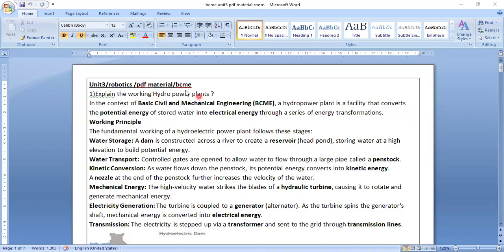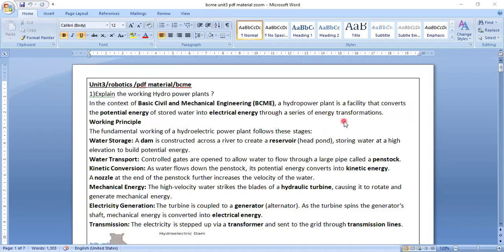Welcome to this BCME Unit 3, where we are going to discuss robotics and power plants. First question: explain the working of a hydro power plant. Hydro, in Greek, means water.